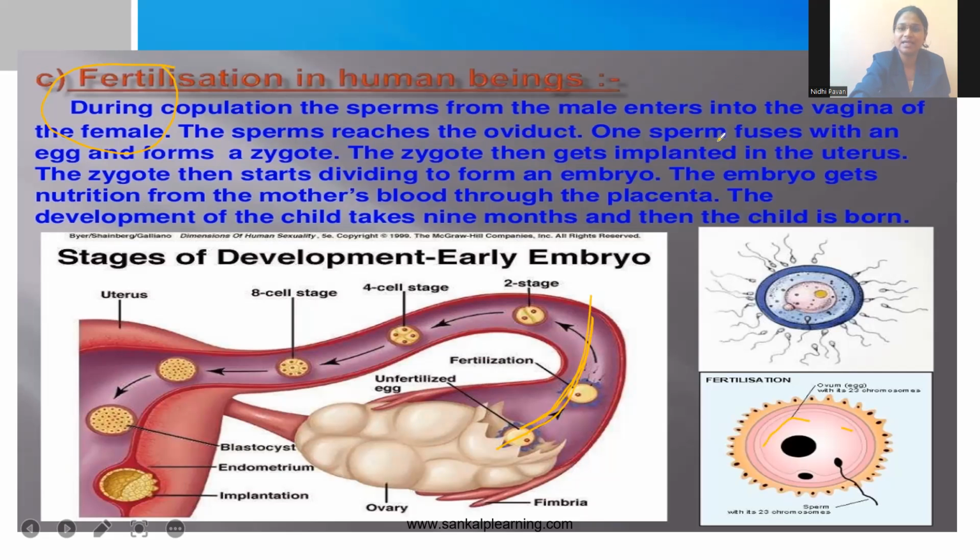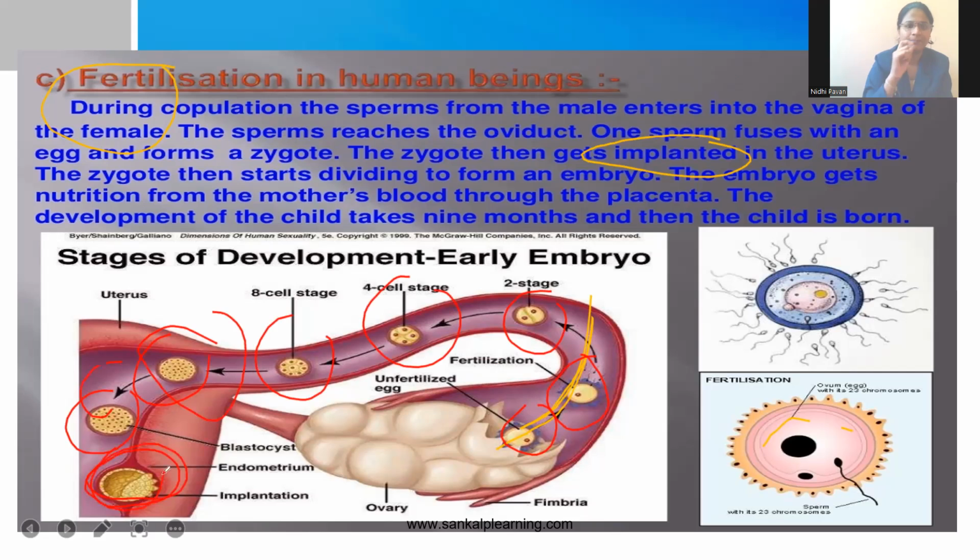Now the zygote gets implanted, that is, gets fixed into the uterus. The zygote then starts dividing. As you can see here, this is the uterus. See here, the zygote, then the ovary, fimbria, then fertilization occurs here, then the two cell stage, four cell stage, eight cell stage, and the zygote gets implanted in the uterus. The zygote then starts dividing to form an embryo.